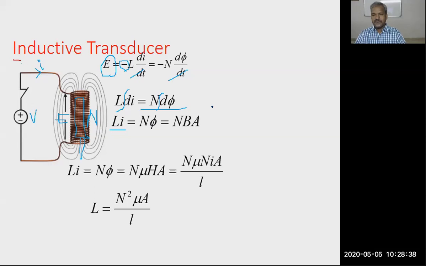We know the relation. What is the magnetic flux density? This is flux. What is flux density? B equal to flux by area. So instead of flux, we substitute BA. So N B A.